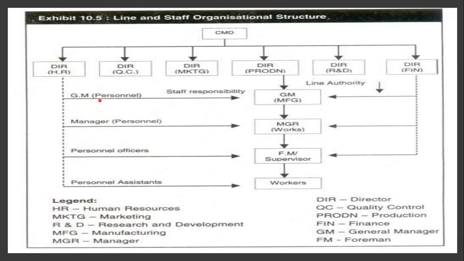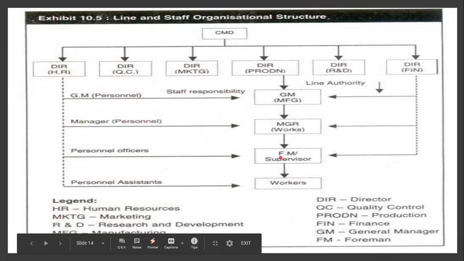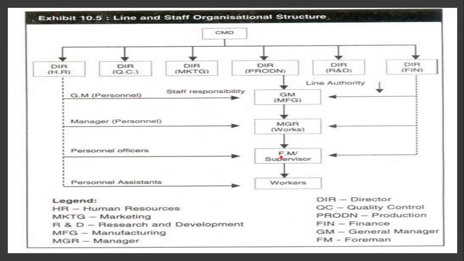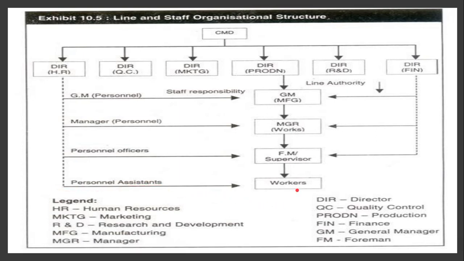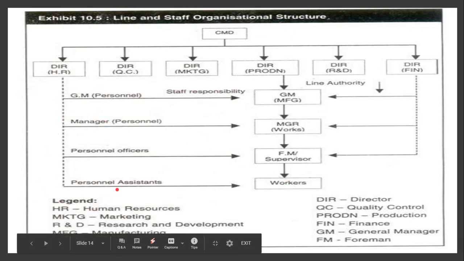Suppose, say for example, the general manager personnel is appointed as a staff responsibility on a permanent position. They will be helping also the director HR, and they will be helping also the general manager manufacturing. Even a manager personnel is there. Personnel officers are appointed, who will give their advice to the director HR, who is appointed under the director HR, and also advising and helping the finance manager and supervisors. Even a personal assistant is there, who is advising workers. Fine.